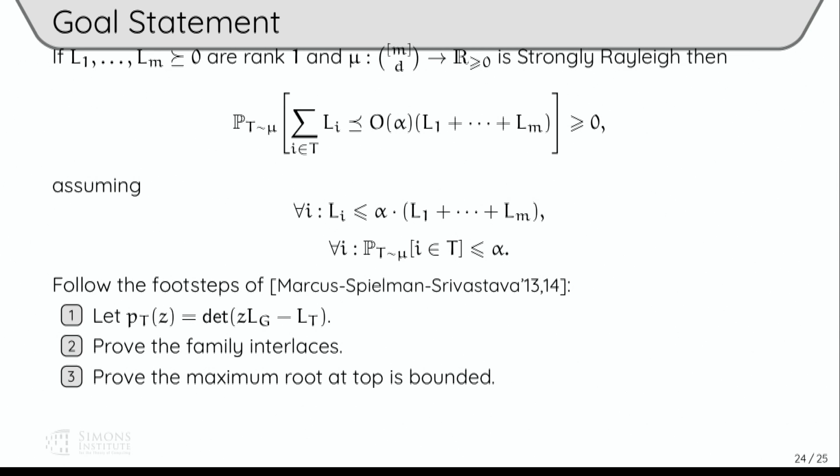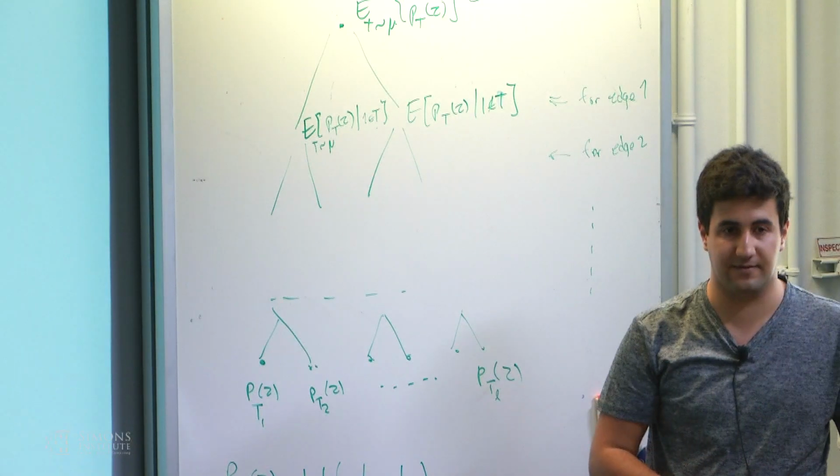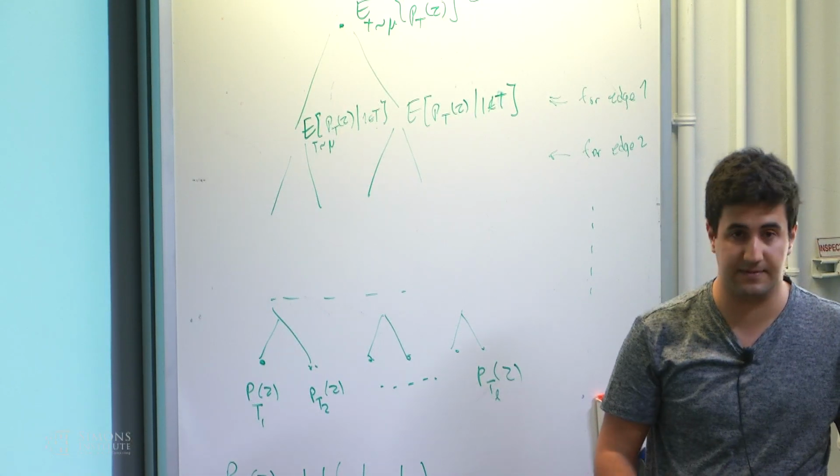And then the way that you prove the polynomial at the top has bounded roots is again by methods very much similar to Marcus, Spielman, and Srivastava.